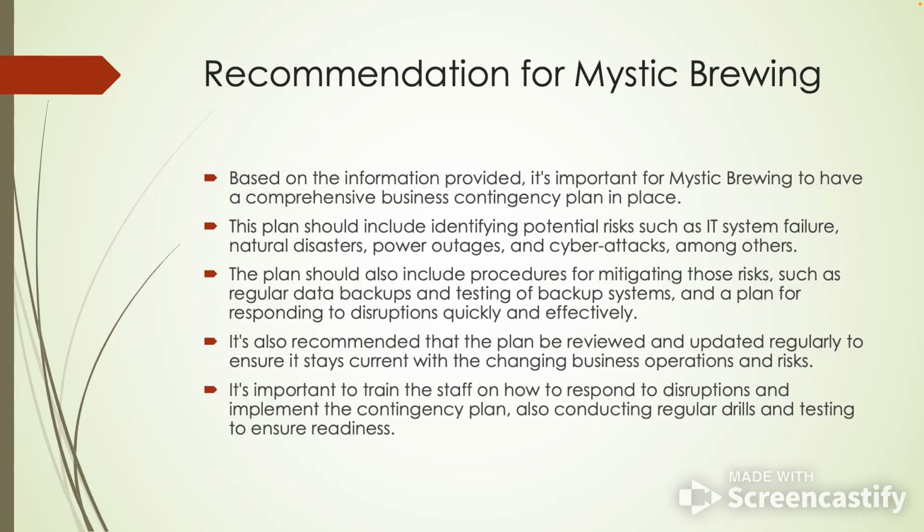So the recommendation for Mystic Brewing is to have a comprehensive business contingency plan in place. The plan should include identifying potential risks such as IT system failures, natural disasters, power outages, and cyber attacks. Procedures for mitigating those risks should be included, such as regular data backups and testing of backup systems. The plan should also include a response plan for disruptions and be reviewed and updated regularly to stay current with changing business operations and risks. It is also important to train staff on how to respond to disruptions and implement the contingency plan, and to conduct regular drills and testing to ensure readiness.